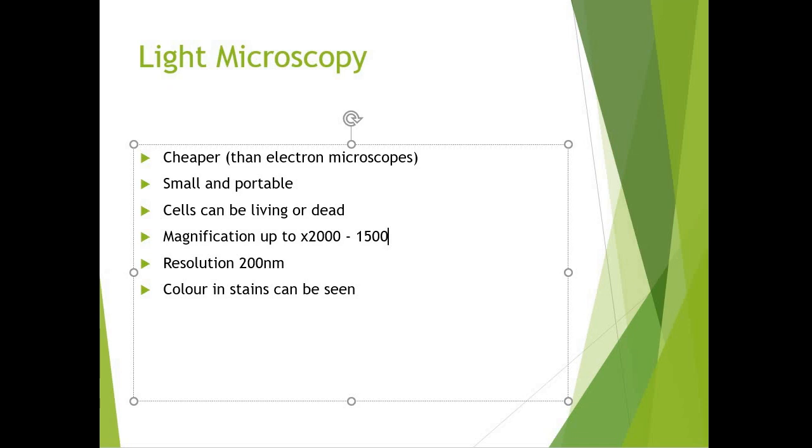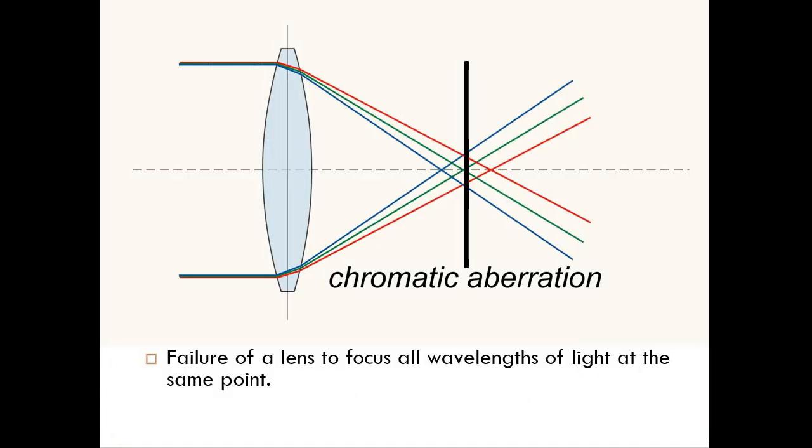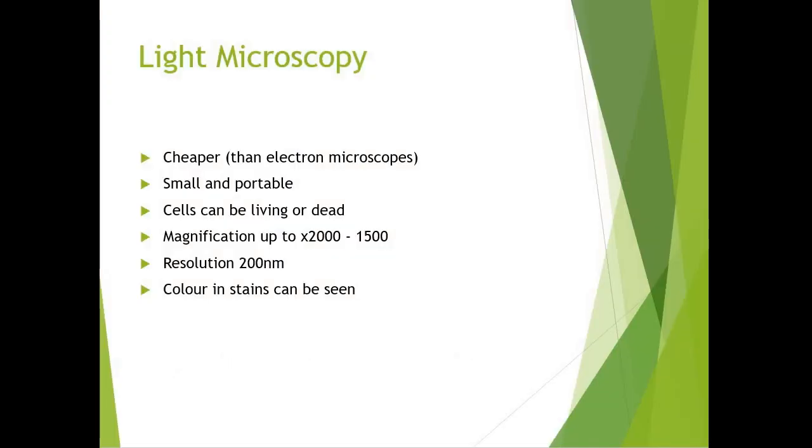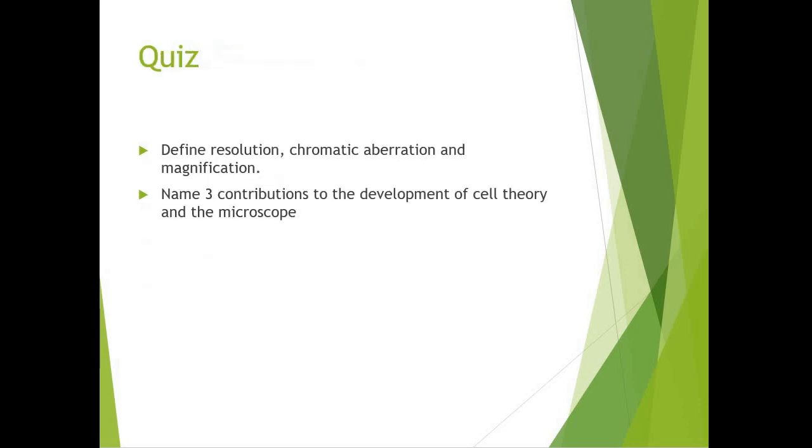Now they're getting slightly better, but the reason why they're limited to around the 2000 is because of this wavelength of light. The wavelength of light limits the ability to magnify images further, and we'll look at magnification more next lesson. Resolution is 200 nanometers. Another advantage of light microscopy is that it allows us to stain images in colour, and allows us to distinguish between 2 different organelles in a cell and see a contrast between them.